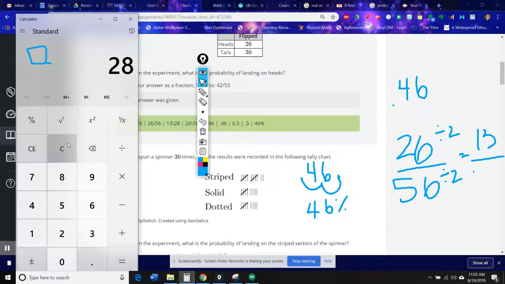56 divided by 2 is 28. Okay, so I can go back in here and write 28. And that's how I get that 13 out of 28. Simple. Any one of these answers is correct. Okay, so let's go to the next one.